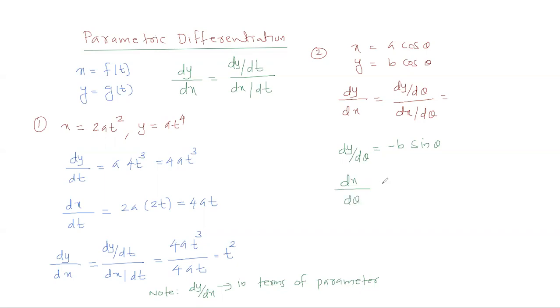Dx by d theta. A is constant. Derivative of cos theta is minus sine theta. It is minus a sine theta. So now dy by dx, that is minus b sine theta divided by minus a sine theta. Sine theta cancels, minus by minus is positive, it is b by a. That's the answer.